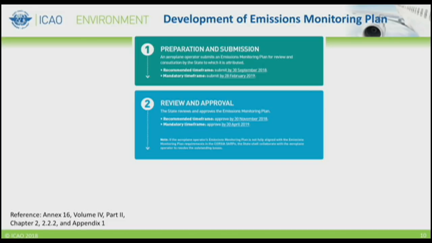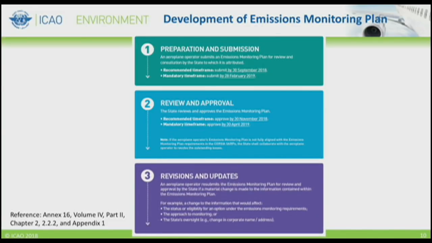When it comes to the approval of the emissions monitoring plan, it is recommended that the state approves the monitoring plan by end of November this year. So this would allow the operator to really start monitoring CO2 emissions at the beginning of 2019 based on an approved emissions monitoring plan. If this is not possible, there is a mandatory time frame for the state to approve the emissions monitoring plan by 30th of April 2019.